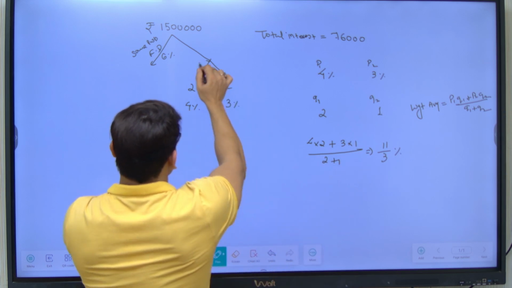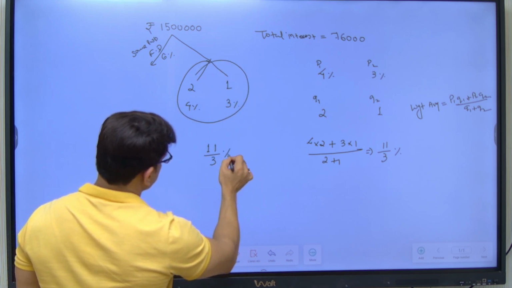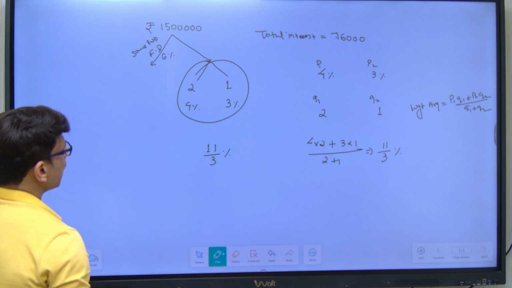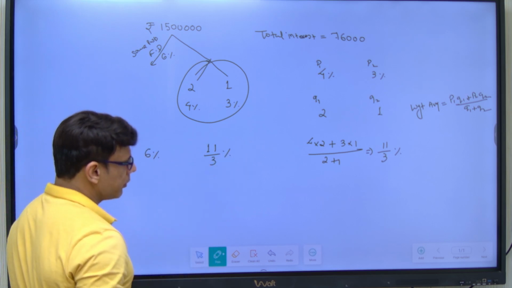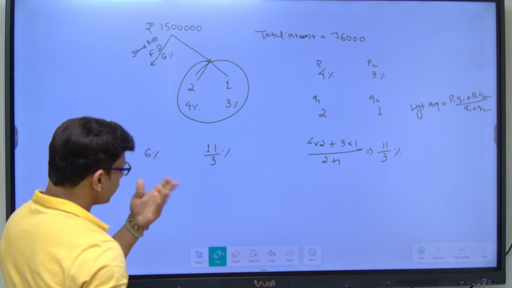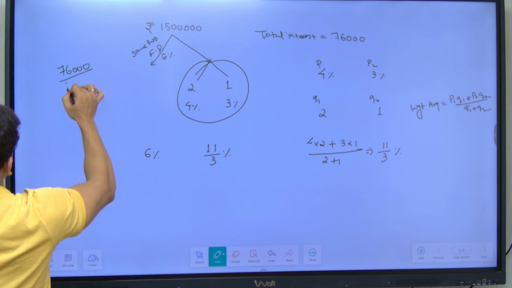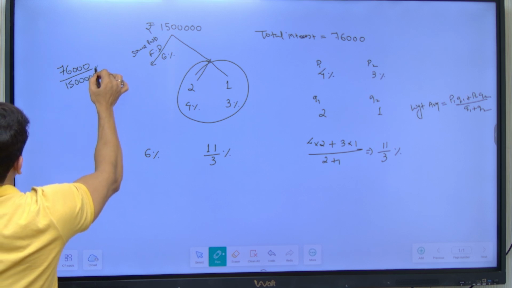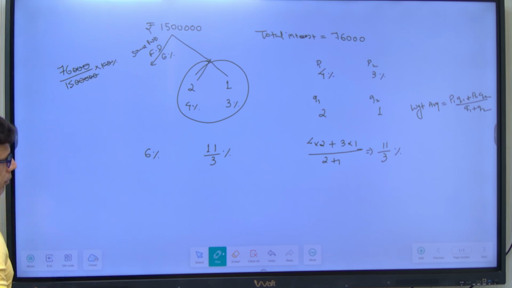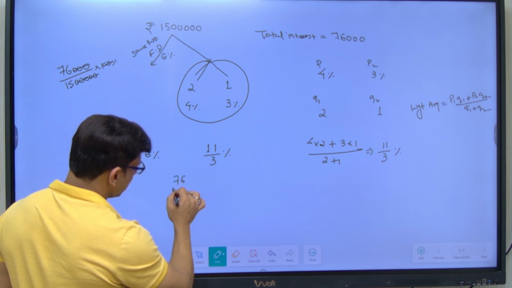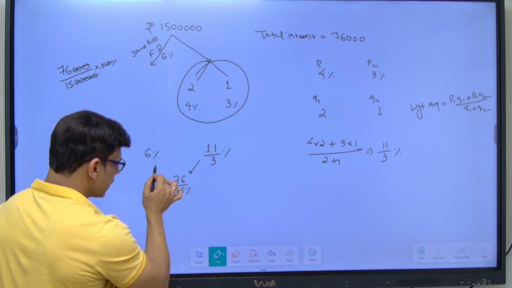So from this part, how much do you make? 11 by 3% interest. And from the FD, you are making 6%. So from the whole, you will be making somewhere between this and this, which is the total interest. While total interest is what? 76,000, which you made on 15 lakhs. To convert this into a percentage, it is 76 by 15%. Write 76 by 15%. And in weighted average, we'll take the difference of this and the difference of this.